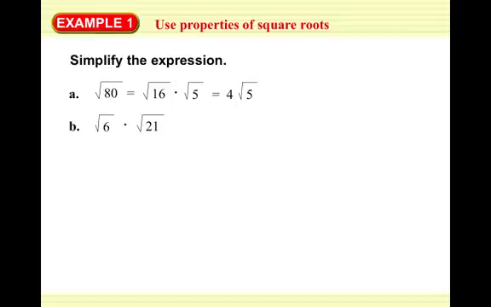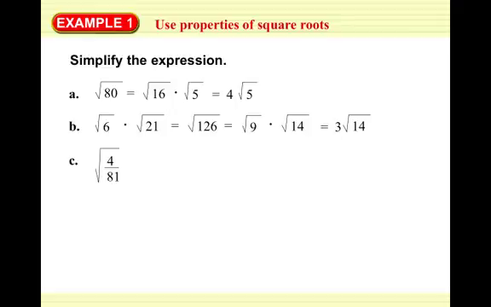If you start off with something like square root of 6 times square root of 21, neither one of those can be simplified. So what you can do is multiply them together underneath one square root sign. The property lets us go in that direction too. And then you can start thinking of perfect square factors. So let's see, 126 equals 9 times 14. So we can think of the square root of 126 as square root of 9 times square root of 14. Square root of 9 is 3, and so we get 3 square root of 14.